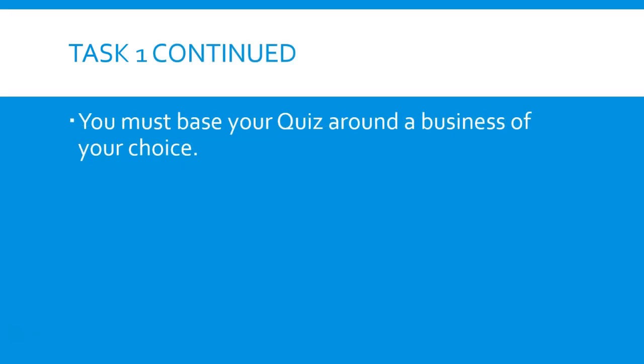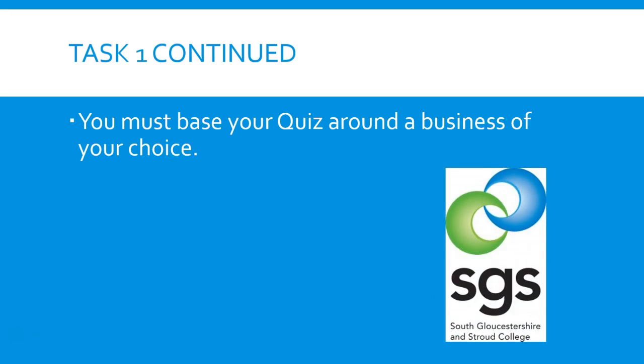Okay, 2 things. You must base your quiz around a business of your choice. I wonder which one that could be. It's worth choosing the college, I would say. It's quite straightforward and easy, and then you can use it for all of them. Please, please, please make sure that the quiz is relevant to the college. It is named and stipulated in the grading criteria, so it needs to be explicit.